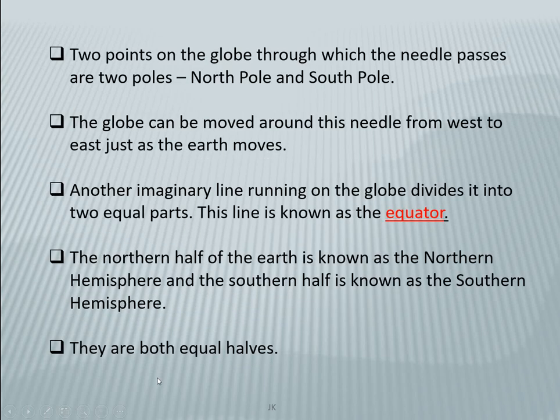Okay, so it can be moved around its axis from west to east as the earth moves, as I already told you. So there is another term called equator. Let me introduce you to this. There is an imaginary line running through the globe which divides it into two equal parts. Remember, it divides the globe into two equal parts. This line is known as the equator.